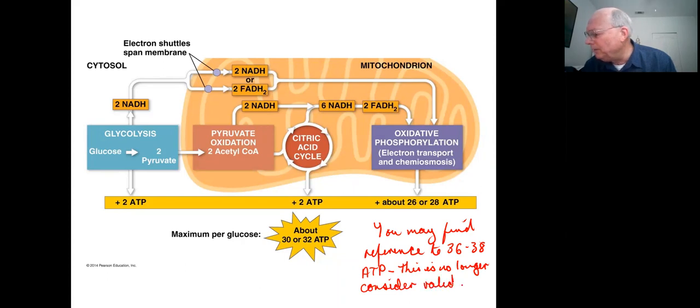There's been a reevaluation as to how many hydrogen ions it takes to make an ATP. And we now feel that it actually takes more hydrogen ions to generate an ATP than we thought previously. So we've had to downgrade the amount of ATP being produced as a product of oxidative phosphorylation. So again, if you see the numbers 36 to 38, those are old-fashioned numbers. They're not considered to be acceptable anymore because they're based on faulty hydrogen ion mathematics. Just keep that in mind.